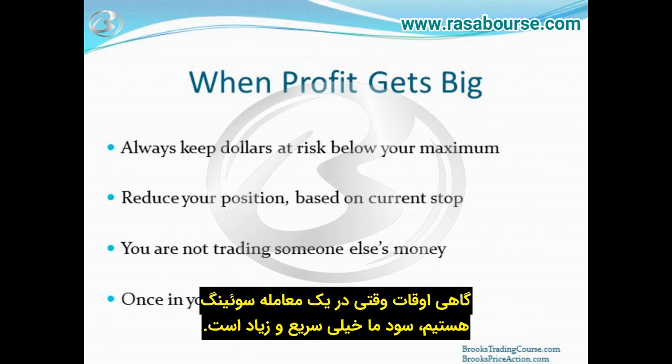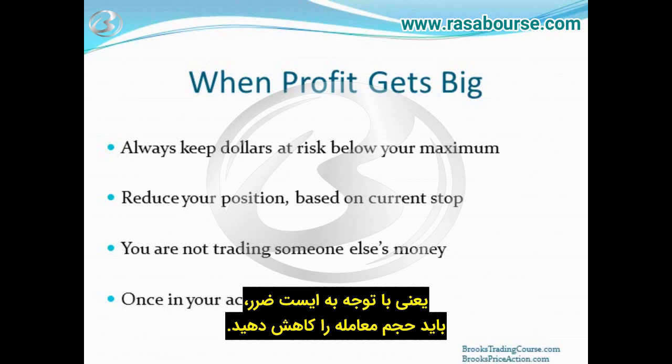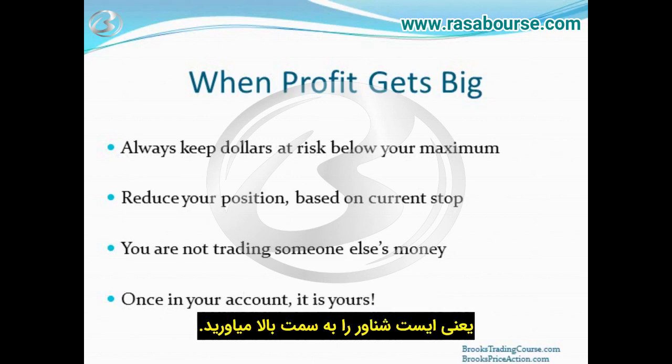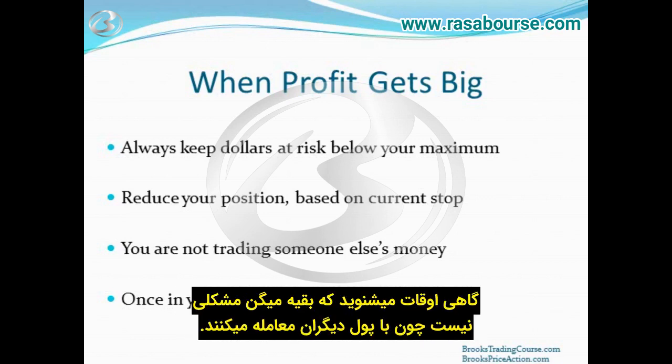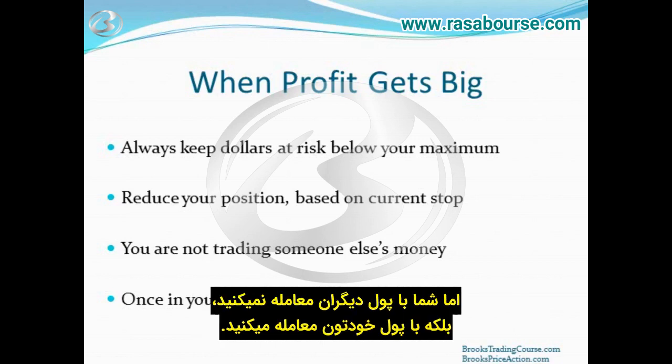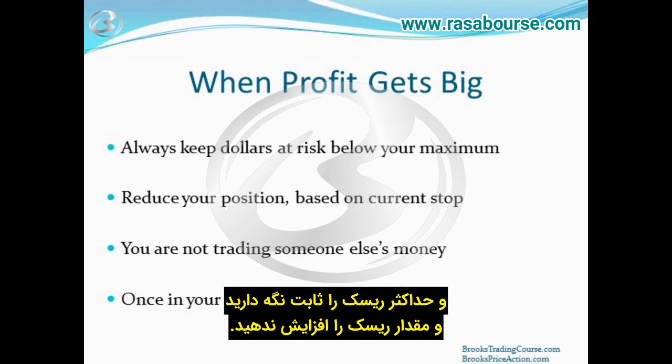Sometimes when you're in a position, a swing, your profits grow very large, very fast. You always have to keep your dollars at risk below your maximum. You have to reduce your position size based upon your current stop. You keep trailing the stop up, but as the market gets further and further from your stop, let's say in a bull trend, the market keeps rallying, your risk is greater. Every now and then you'll hear someone say, "Oh, it's okay, I'm trading somebody else's money." You're not trading somebody else's money. You're trading your money. Once it's in your account, it's yours, so trade it like it's yours, and keep your maximum risk the same.